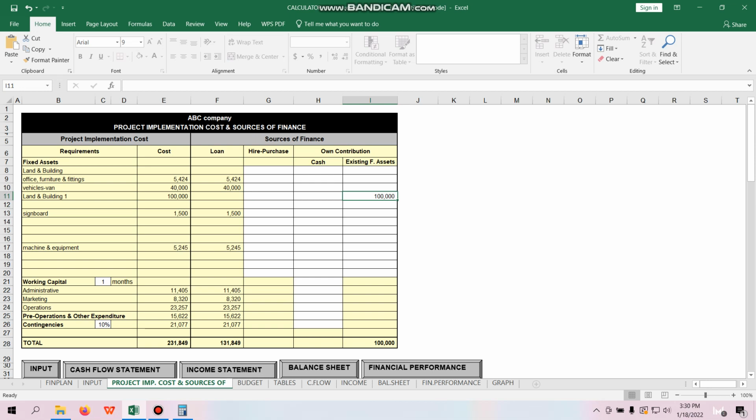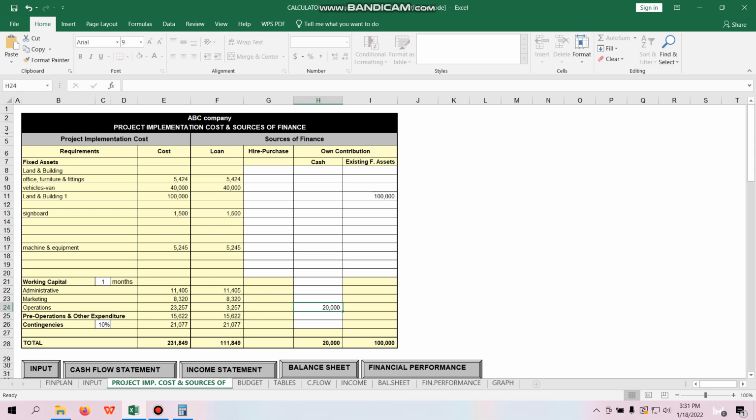Imagine that, let's say you want to contribute your own cash. How much do you want to contribute? Let's say you want to contribute 20,000. Okay, you put 20,000 from yourself. So the rest, the leftover 3,000 here, will be financed by the loan. Is it okay if we finance everything by cash and existing fixed asset? It is not okay, because one of the reasons is that at the beginning we don't have cash. Normally we have to borrow.